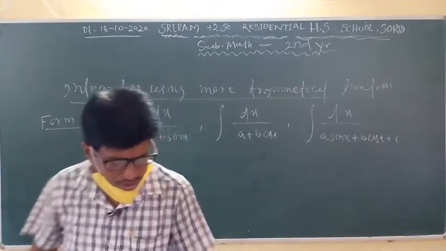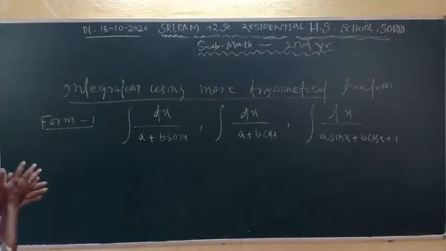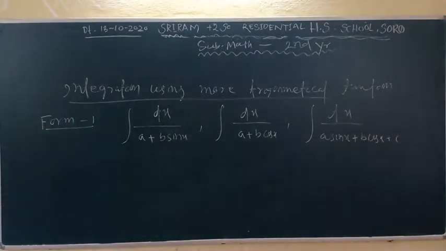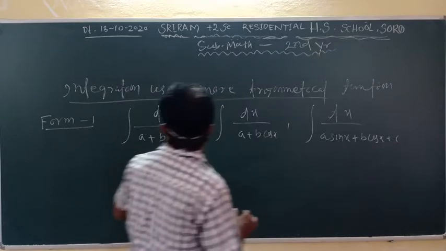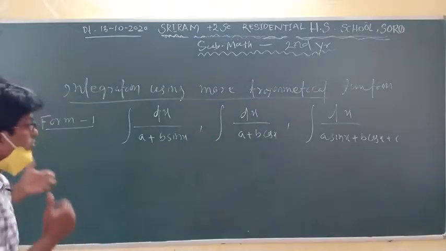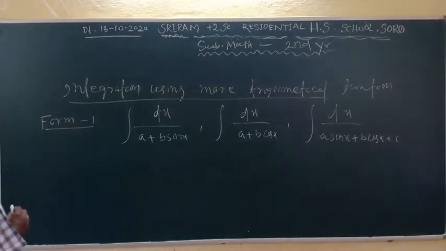You look from question number 1 of your exercise 9H. That is integration using more trigonometrical functions. Why is that particular word used in this case? You look in form 1, dx by a plus b sin x, either in this form or in this form, whatever it may be. Then how to evaluate this value? I give the suggestion how to evaluate.